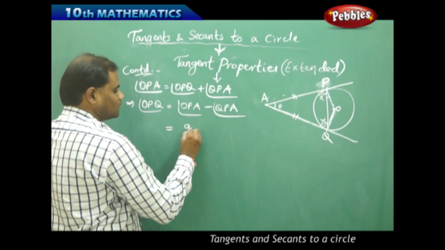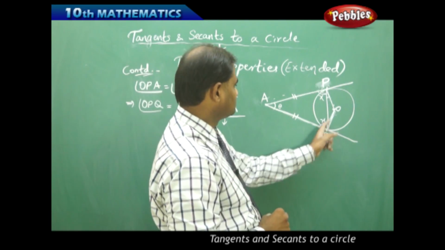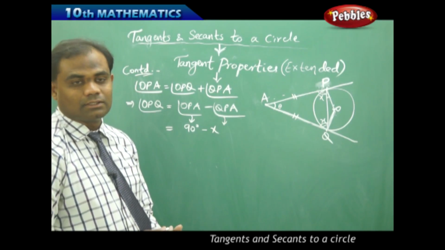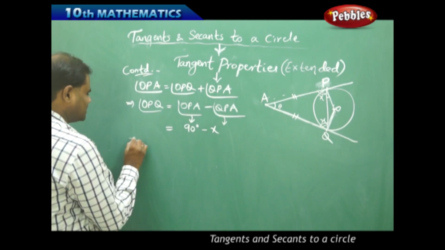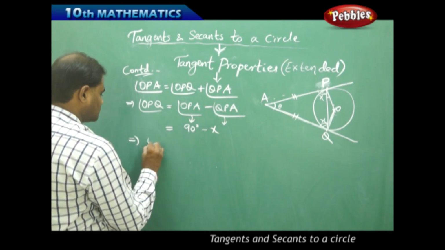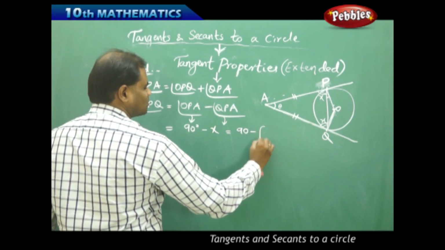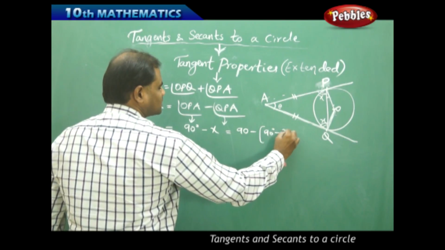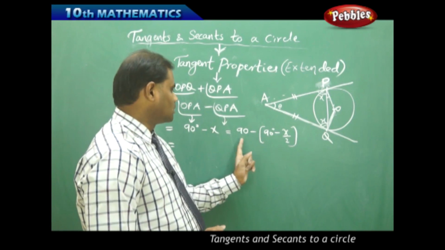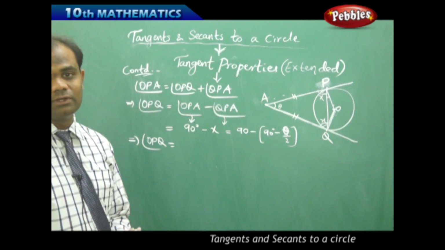Therefore, OPA is 90 degrees and my angle QPA is X, which is what I get from the diagram. But as I clearly see here, my angle OPQ is nothing but 90 minus X. X is already substituted to be 90 minus theta by 2, which we have already proved for X, which is 90 minus theta by 2, is what we got.